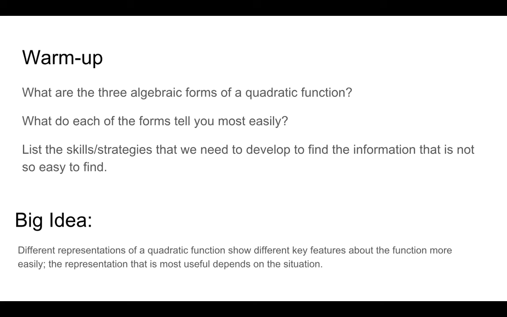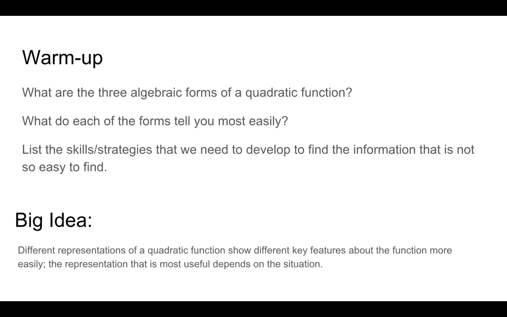So to start, you want to think about what the three forms of quadratic are, and what each form tells you most easily. Then, and we do this in class, we get a set of strategies and skills that we really need to work on in this unit. The big idea for the unit is that different representations of quadratics, meaning graphs or the three different forms, the equations, tell you different things more easily, and it depends on the situation which is most useful.